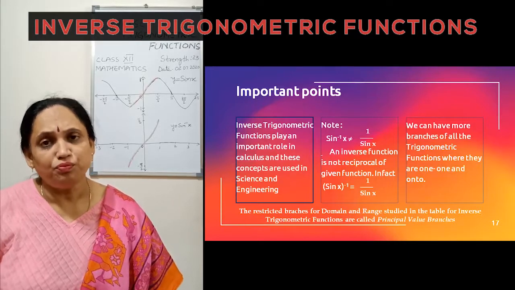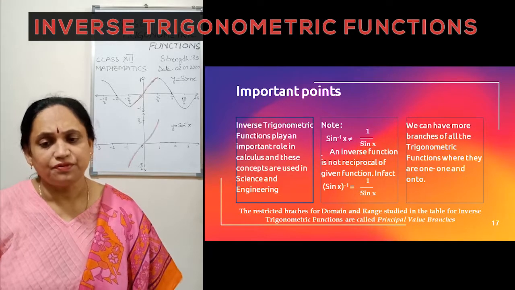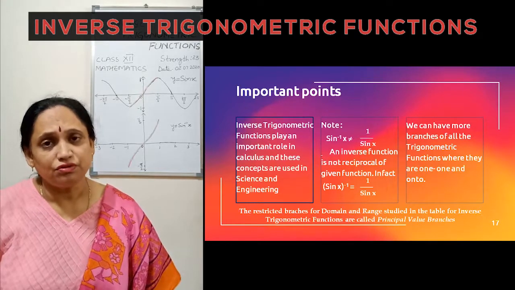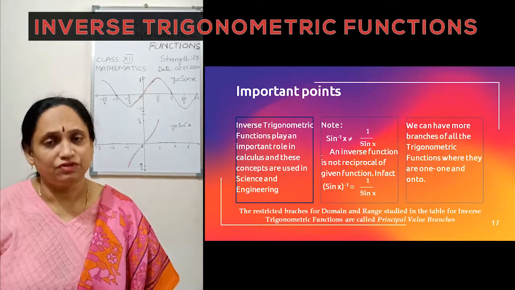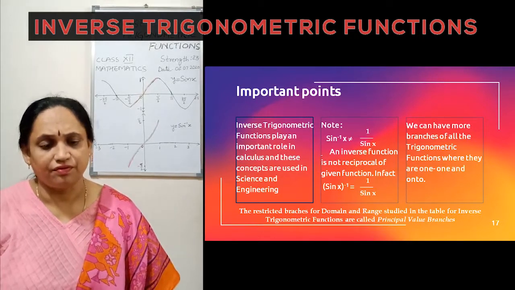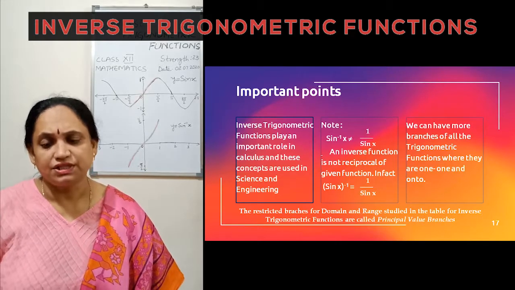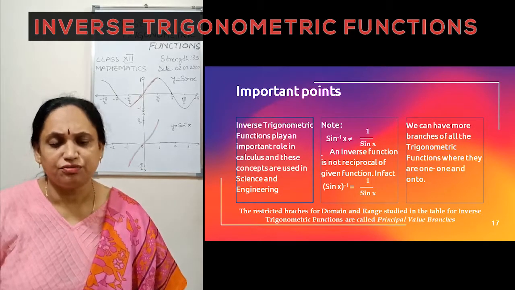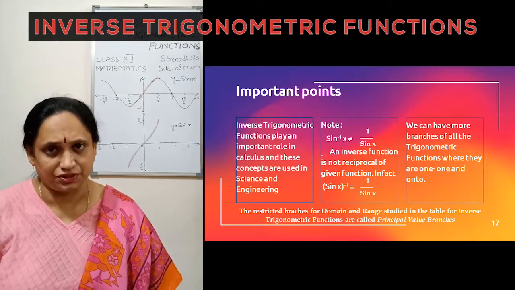We can have more branches of these inverse trigonometric functions and then restrict those branches to get the inverse trigonometric functions. The restricted branches of domain and range studied in the table for inverse trigonometric functions are called principal value branches.